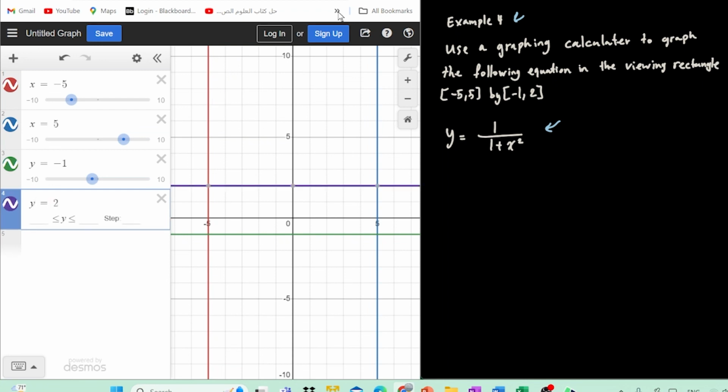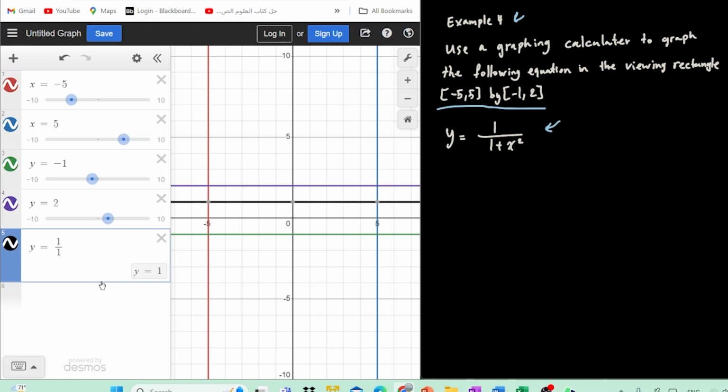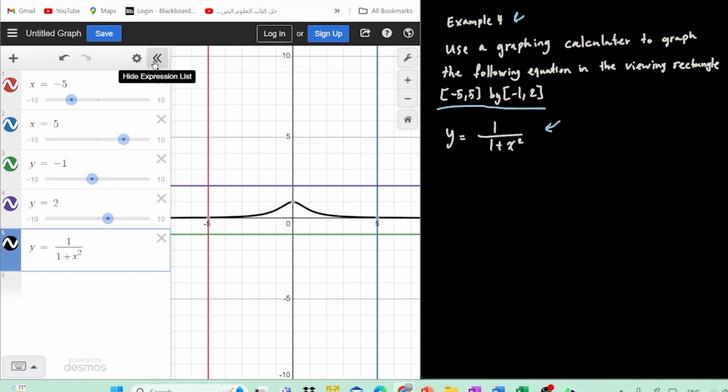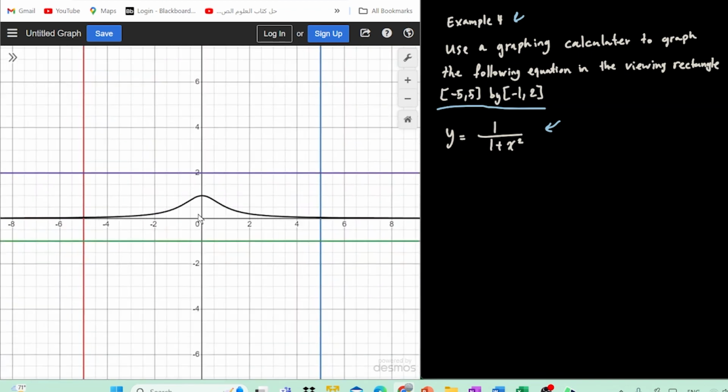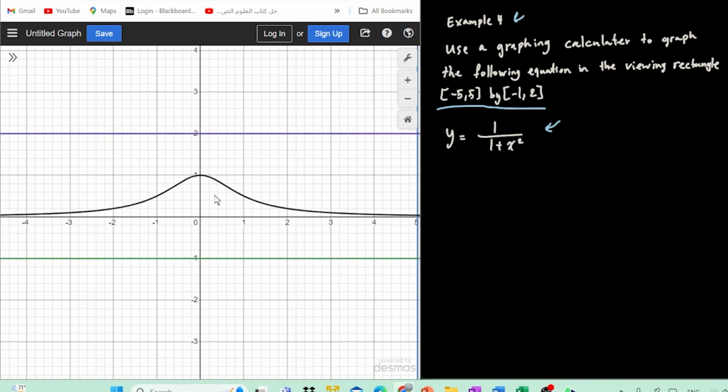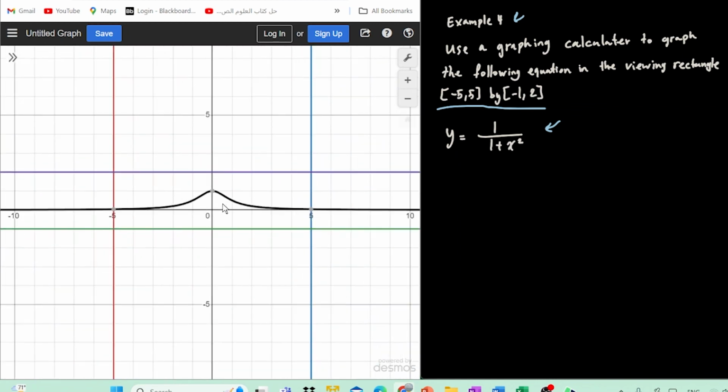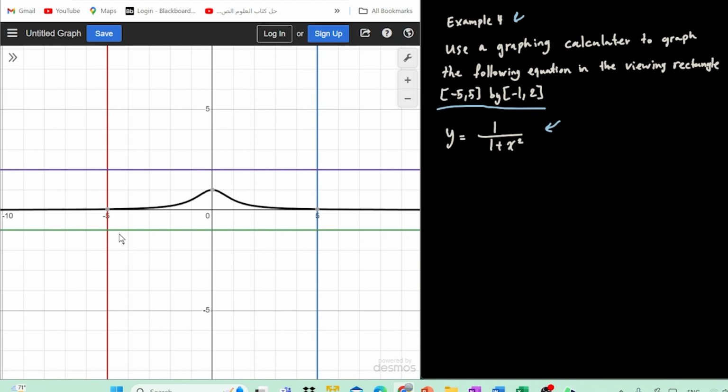And I've just finished this part here. By the way, I'm using the Desmos graphing calculator. So now I've just graphed the viewport. Now I will graph the function. So I will have here y equals 1 over 1 plus x to the power 2. And as you can notice here, I have the graph in black. So this is our graph in black. And we have the viewport, which is this rectangle here.